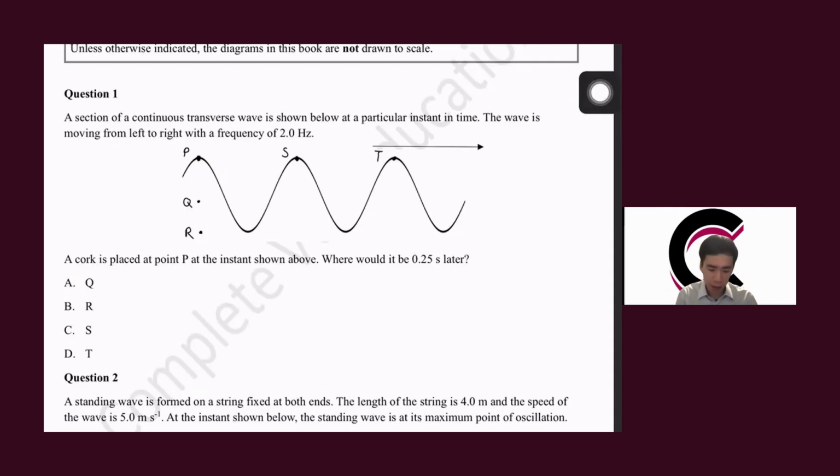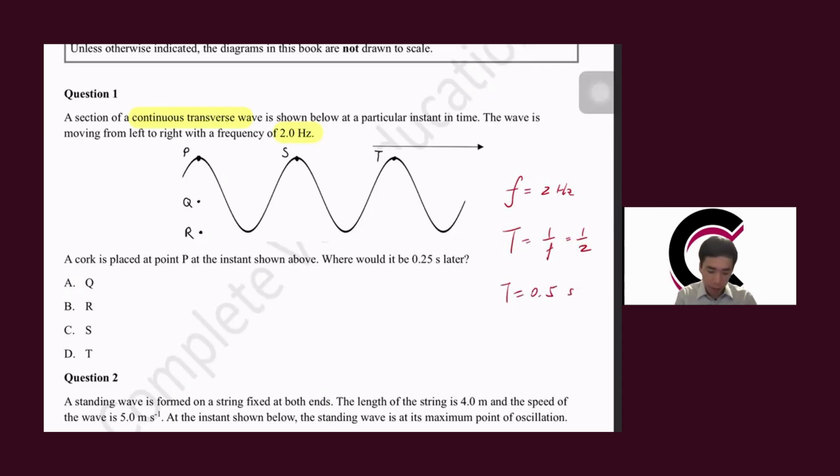Question one, it's a continuous transverse wave. So as I read the question, I'll highlight the important parts. It's a transverse wave showing at instant time. The wave moved from left to right at a frequency of 2 hertz. Right, so the first information we got is f equals 2 hertz. Immediately, I'll figure out what the period is, which is 1 over f, right? And that's 1 over 2. In other words, it's 0.5 seconds. You can do it in no time.